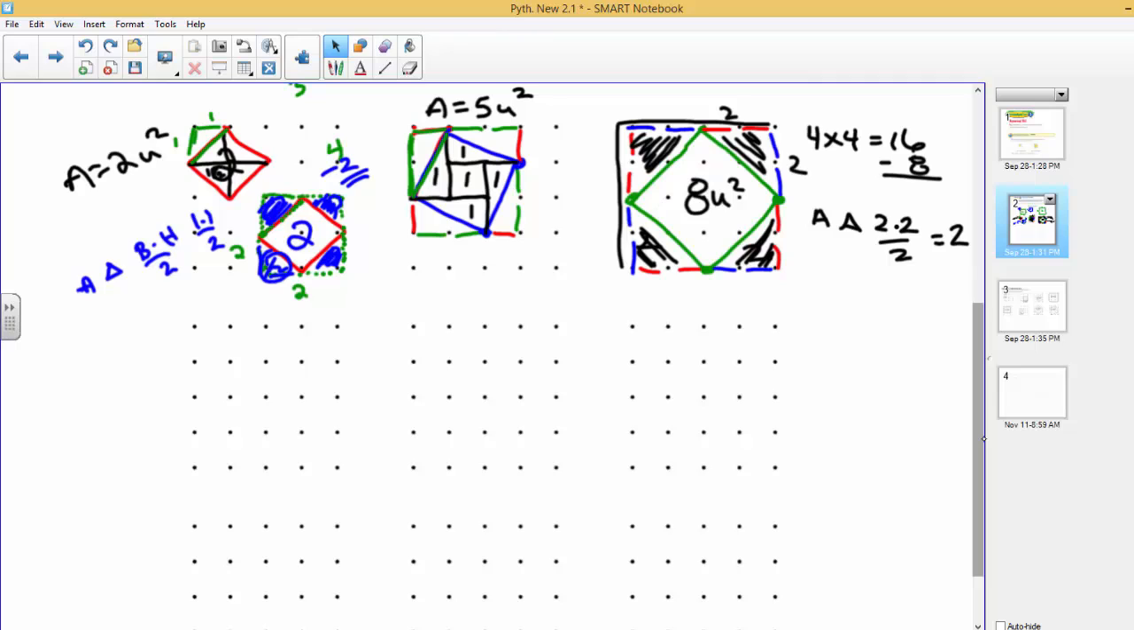So we have our 1 by 1. We have our 1 by 2. We have a 2 by 2. What about a 1 by 3? So let's continue that pattern. 1 by 3. So 1 by 3.